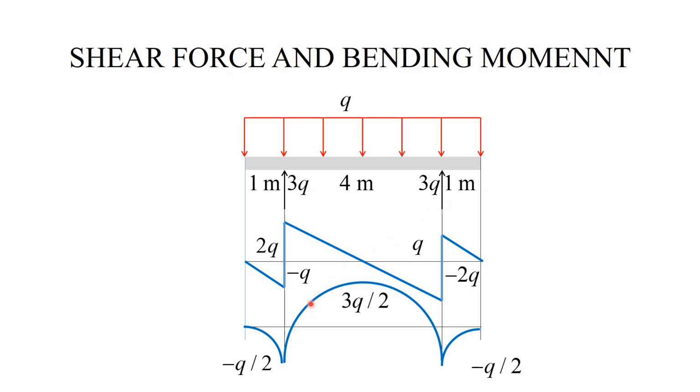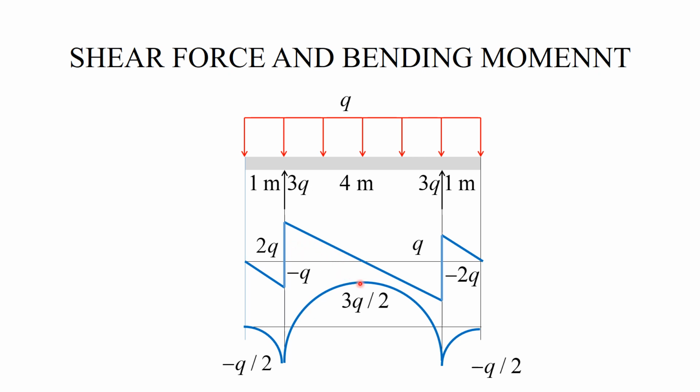Now, if I look at the bending moment diagram, I start with 0. There is no couple on the left. Then the curve is parabolic, and the magnitude at this end, minus Q over 2, is exactly equal to the area of this little triangle. The gain from minus Q over 2 to 3Q over 2 is exactly equal to the area of this triangle.